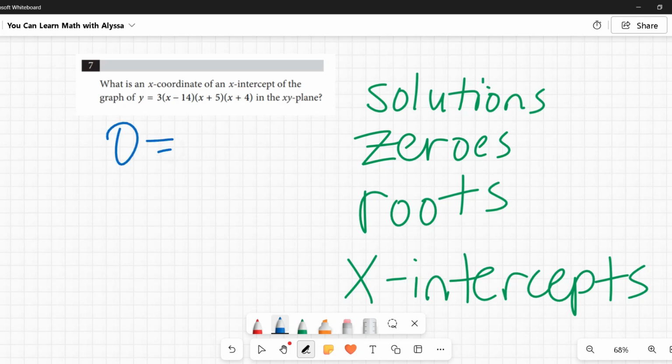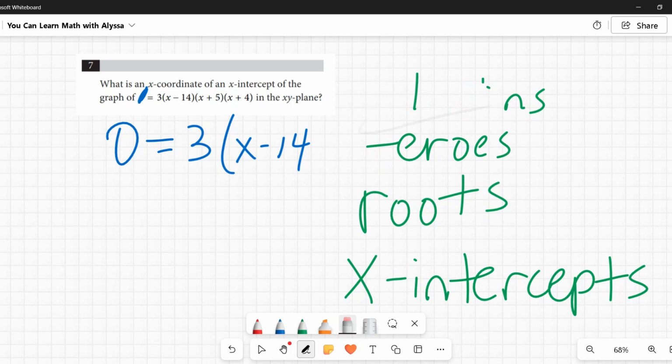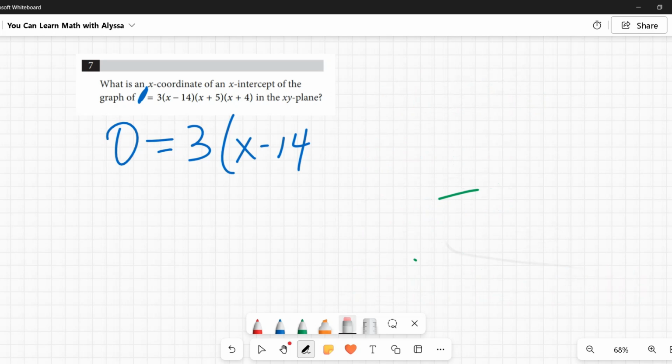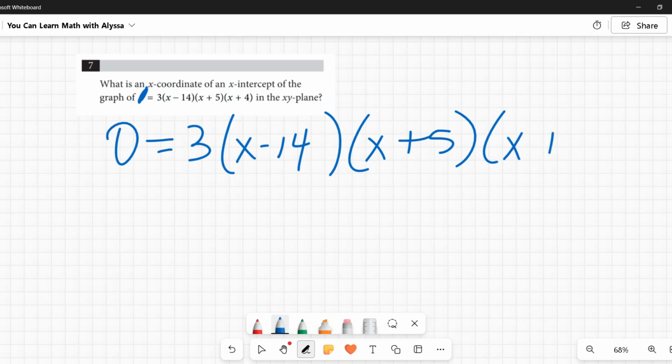So we're putting in a 0 for y: 0 equals 3 times (x minus 14) times (x plus 5) times (x plus 4). So just like that quadratic we just looked at, each of these, you set it equal to 0 separately.